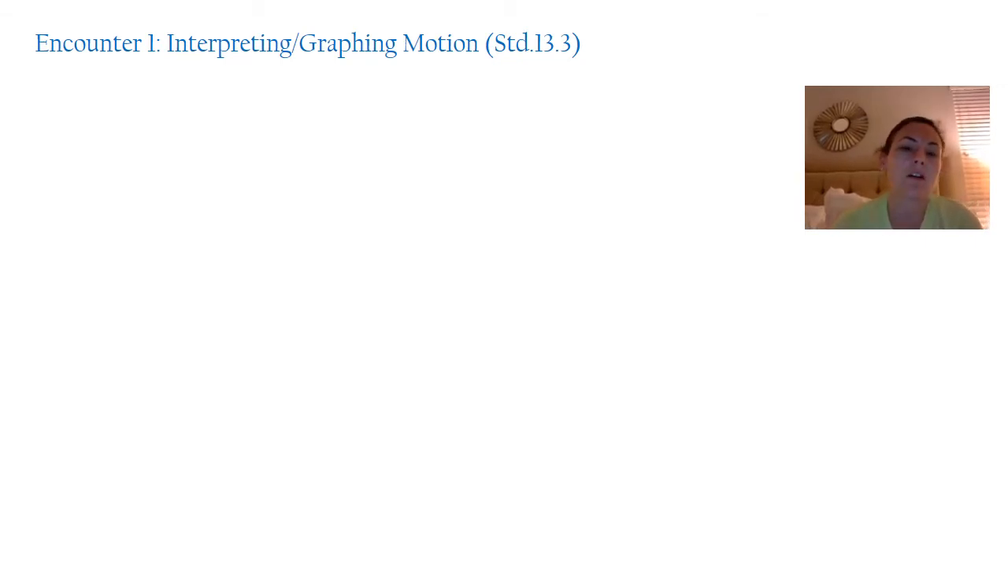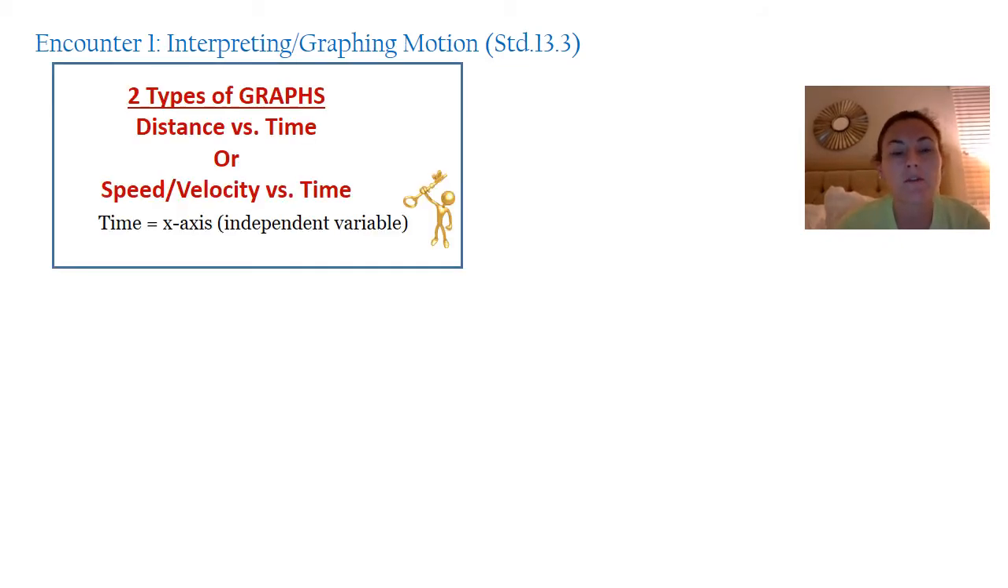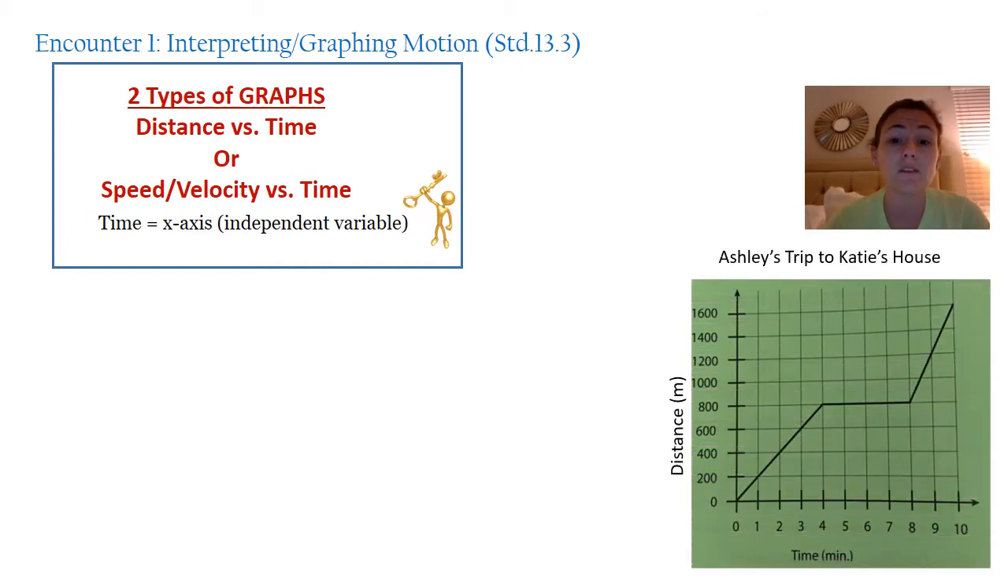Right now we're going to work on part of Standard 13.3, which has to do with interpreting graphing and motion. There's really two types of graphs, distance versus time, or speed versus velocity versus time. What we're going to pay attention to is the distance versus time graphs. So we're going to take a look at Ashley's trip to Katie's house down there in the right-hand corner.